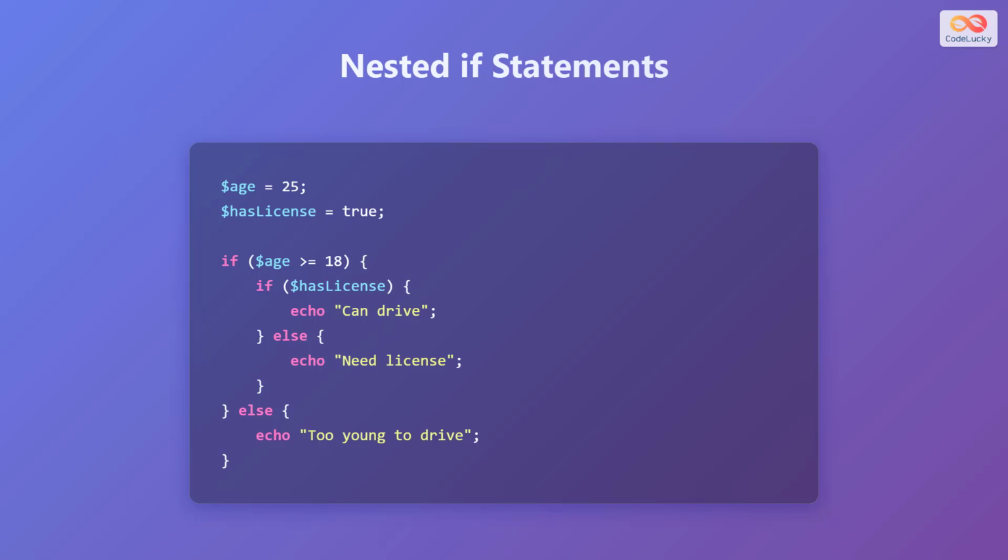Let's explore nested if statements, which means placing an if statement inside another if statement. First, we declare a variable named age and assign it a value of 25, and another variable named hasLicense and assign it a Boolean value true. The outer if statement checks if age is greater than or equal to 18. If true, it proceeds to the inner if statement, which checks if hasLicense is also true. If both conditions are true, it outputs "can drive". If age is greater than or equal to 18 but hasLicense is false, it outputs "need license". If age is less than 18, the outer else block executes, outputting "too young to drive".